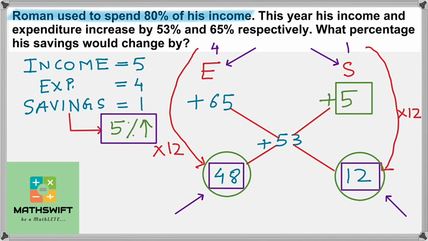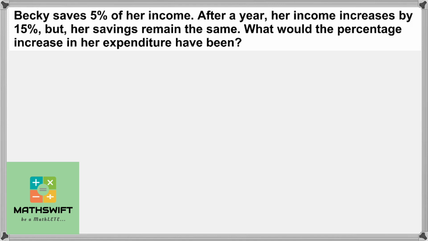Coming to the second question, it says Becky saves 5% of her income. Now 5% is 1 on 20, so she saves 1 unit out of every 20 units that she earns. So her income can be taken as 20 units. She saves 1 unit and spends the rest.